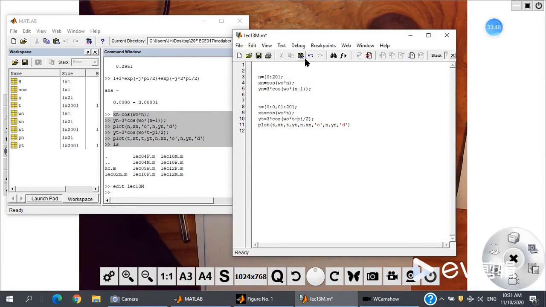Then the shift will be different. The shift will be by the angle of h, and this will be the magnitude of h. Alright, then I can plot all of them.